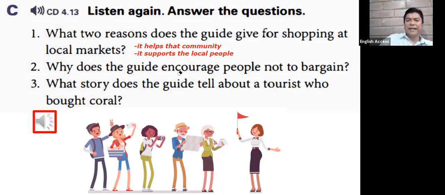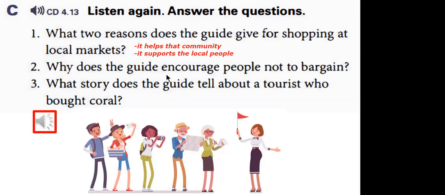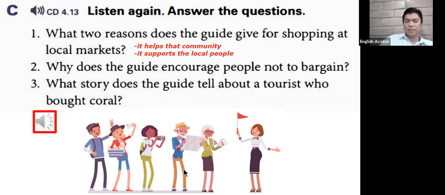Number 2, why does the guide encourage people not to bargain? Do you remember? It's okay. Let's go for number 3. What story does the guide tell about a tourist who bought coral? Should we listen again? Listen one more time to find the answers? Yes, please. All right, let's go.